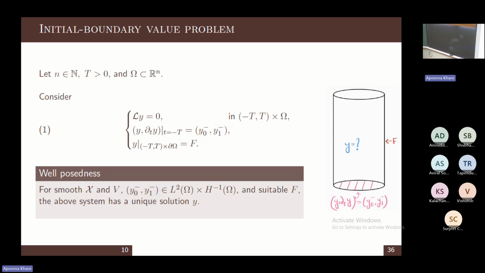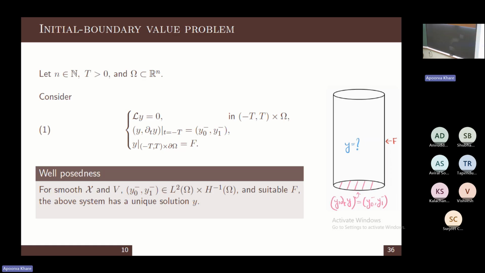So to talk about the control problem, we first need to know what the initial boundary value problem is that we'll consider. So this is the problem that you have, which is wave operator acting on y is 0. You have some initial condition y0 minus, y1 minus, and some boundary condition which is f. So this is illustrated here, which is basically saying that you have some initial data here. You are putting a boundary condition f, and then you let y evolve inside the cylinder. So this region, minus T comma T cross omega, is the cylinder.